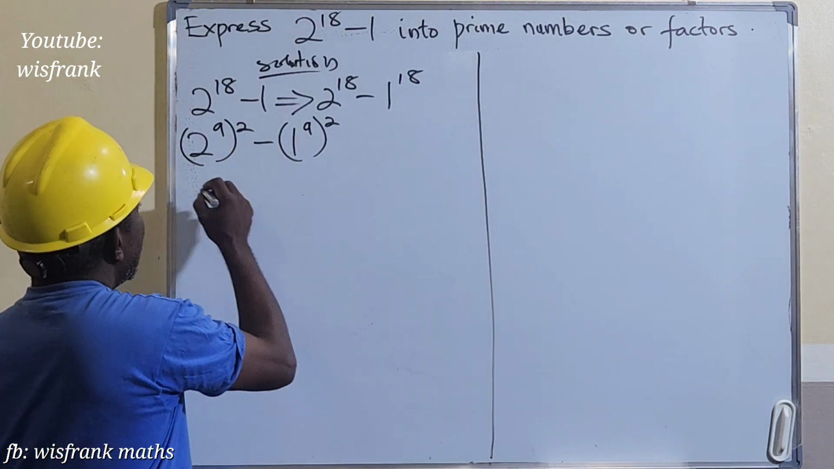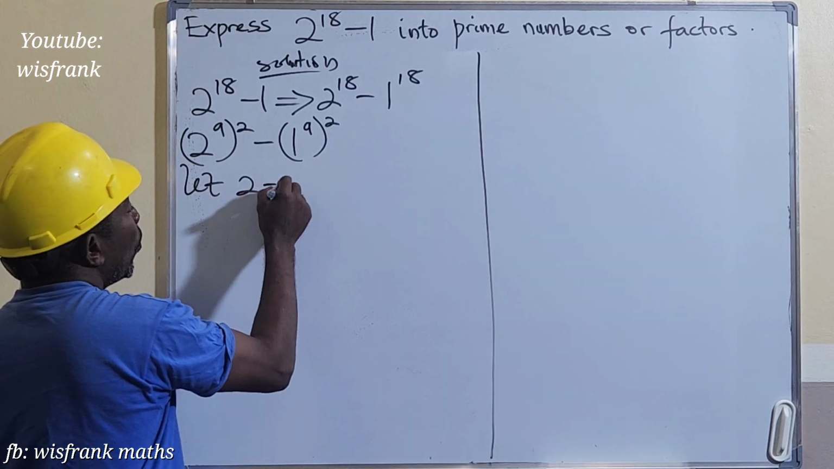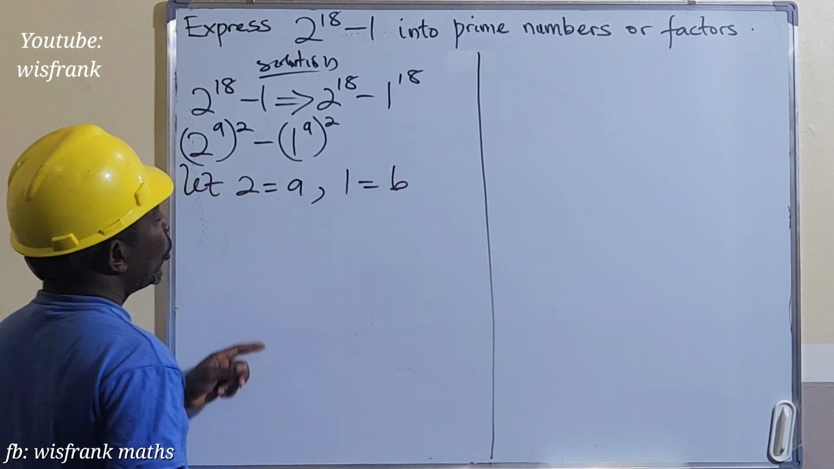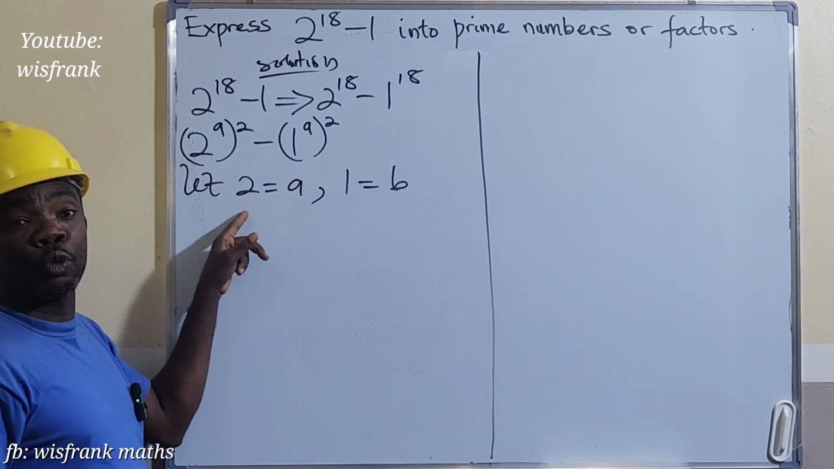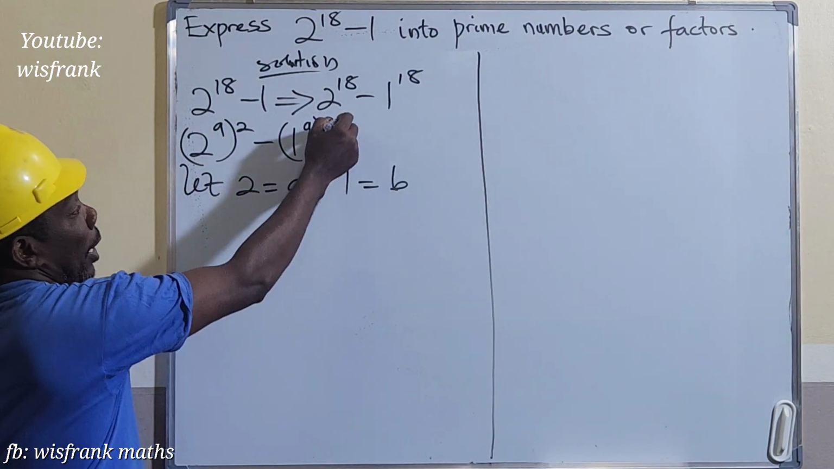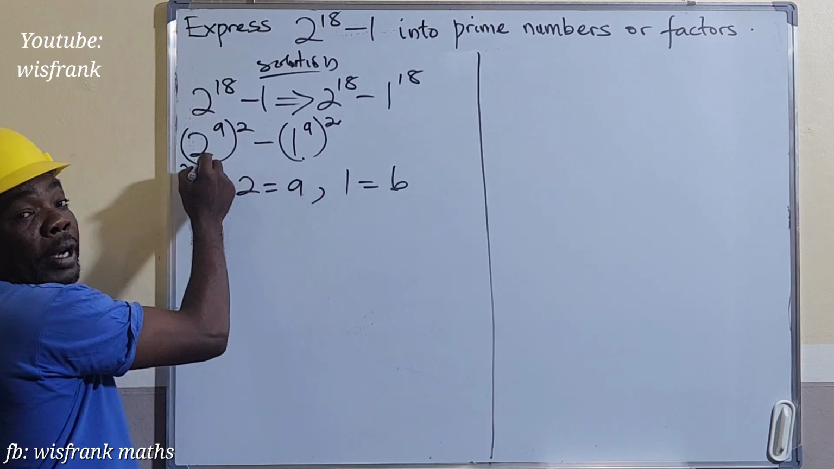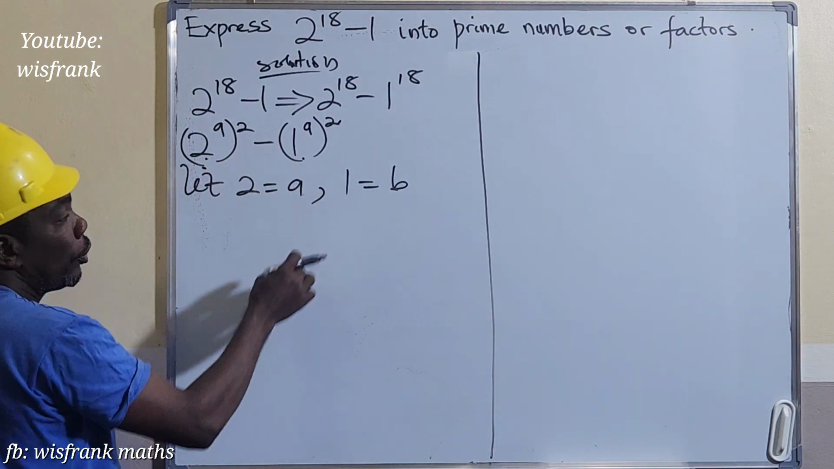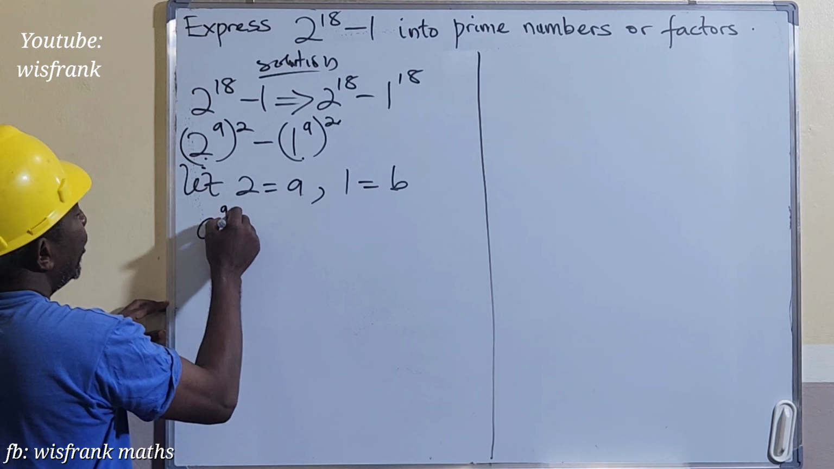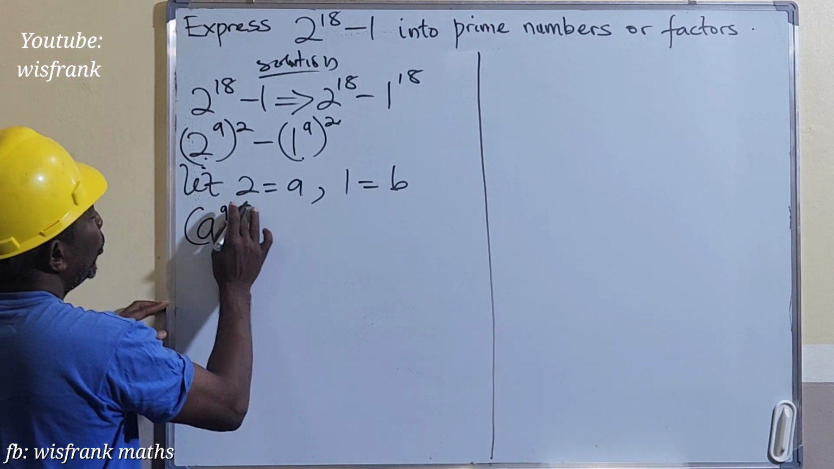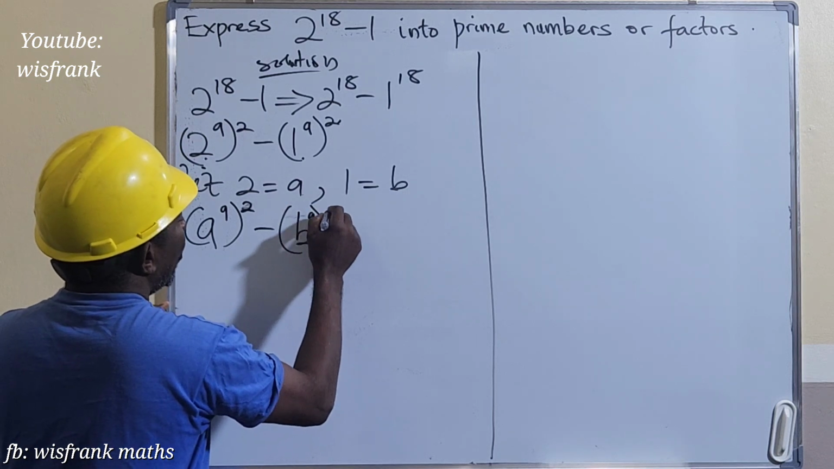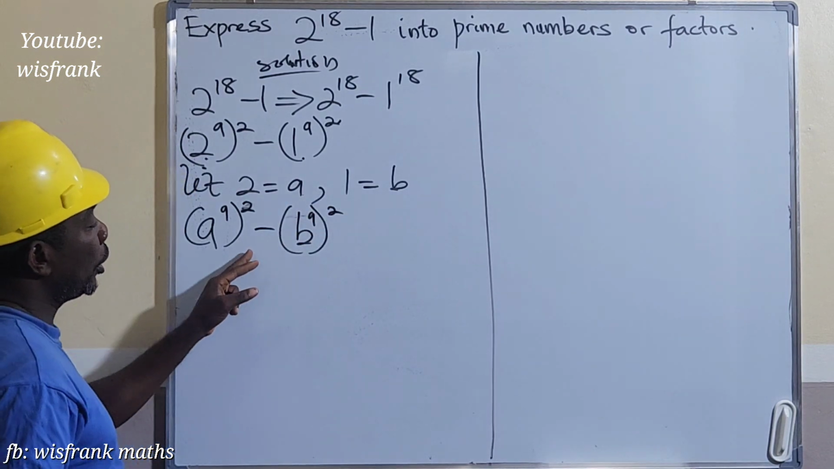So we say let 2 equal A and also 1 equal B. So we are going to substitute. Where we have 2, we put A, and where we have 1, we put B. Not the power, but the one that is the base. That is what we are going to substitute. So this will become A to the power of 9 all to the power of 2 minus B to the power of 9 all to the power of 2. So this is what we have.